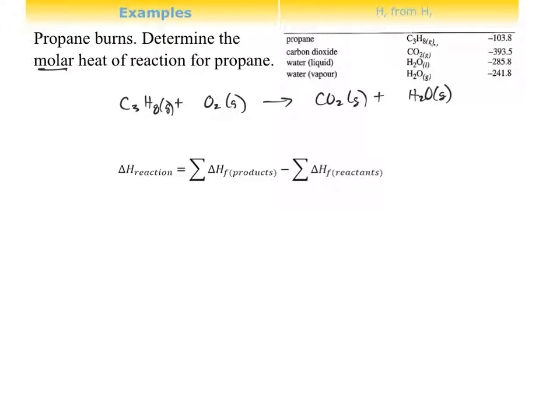All right, there's my chemical reaction. Let's balance it. I think I need a 3 there, probably a 4 there. So that gives me 6 plus 4, that's 10 oxygen, so I need a 5 there.